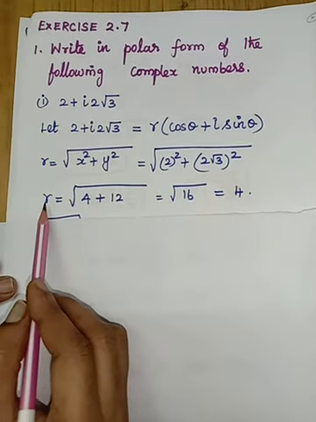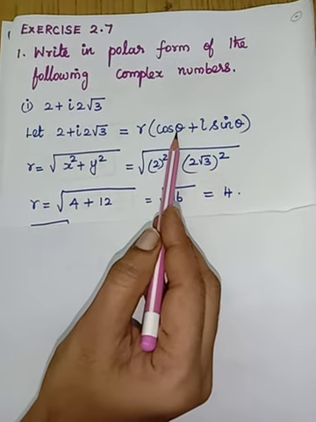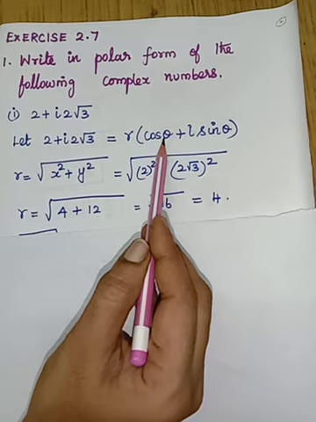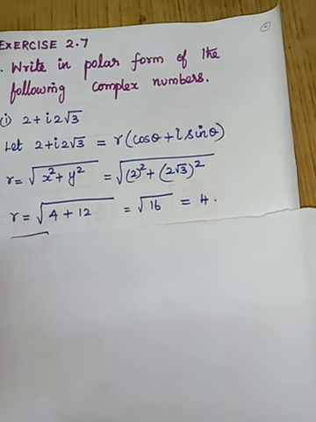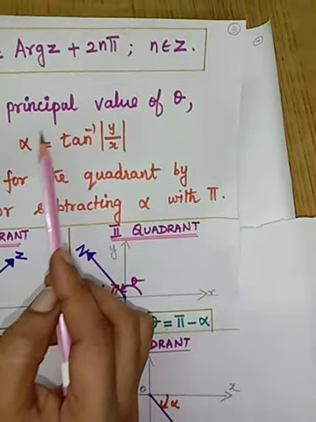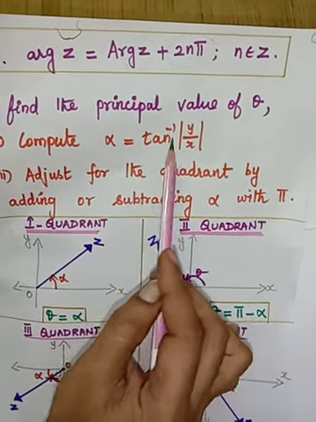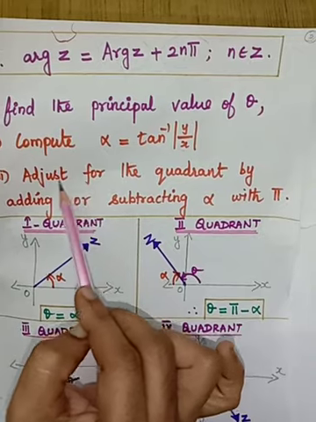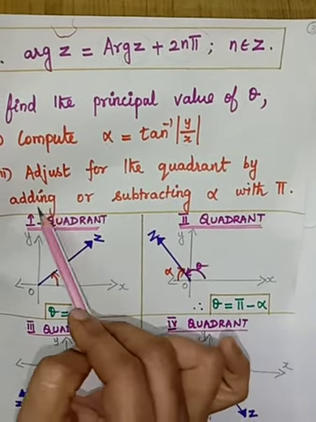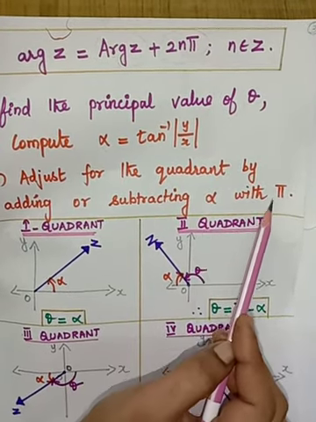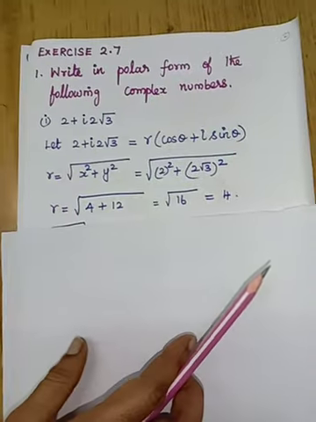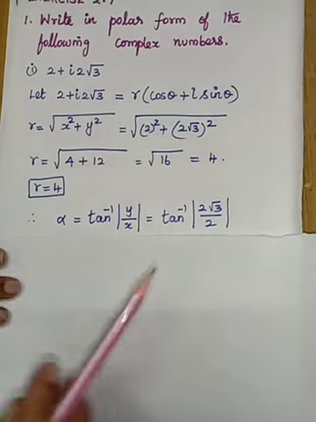So we have found r. Next, what do we have to do? We have to find theta. So what is the theta formula? To find theta, you have to do 2 steps. First you have to find alpha using this formula, and then according to the quadrant you have to add or subtract alpha with pi. So first I am going to find alpha.